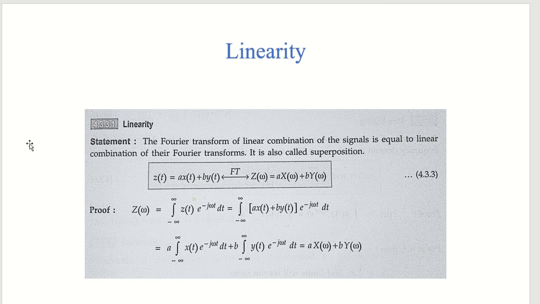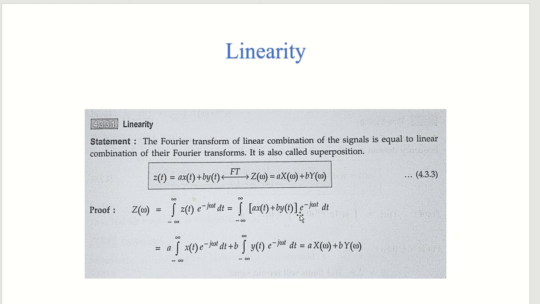So let's try to find the Fourier transform of this z of t. We will apply the formula for Fourier transform which we saw in the first slide. So we will get the integral from minus infinity to infinity of z of t e raised to minus j omega t dt. Now you know the value of z of t. It is a x of t plus b y of t. So we substitute the value of z of t here, and it will be equal to the integral from minus infinity to infinity of (a x of t plus b y of t) e raised to minus j omega t dt.